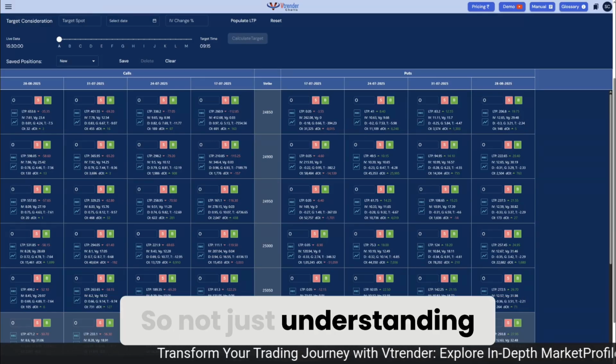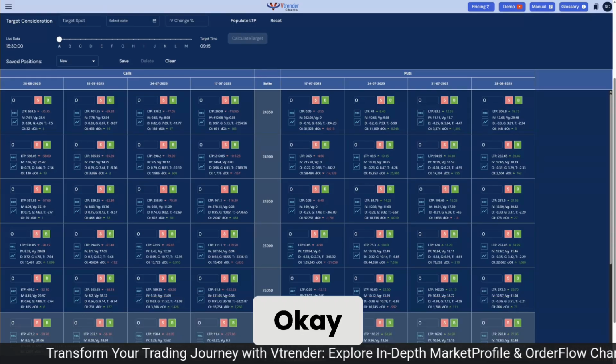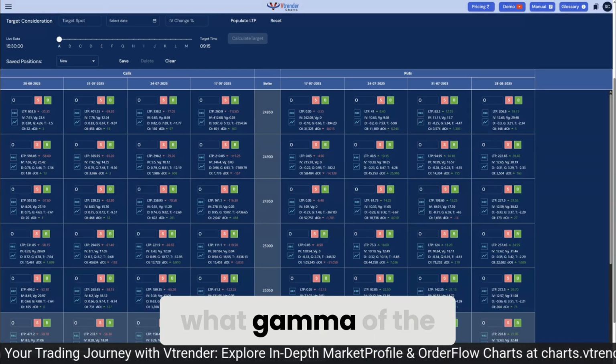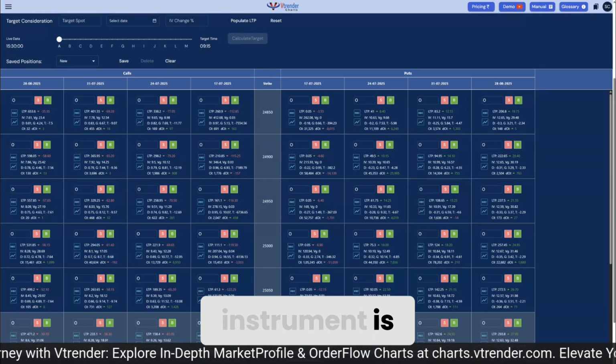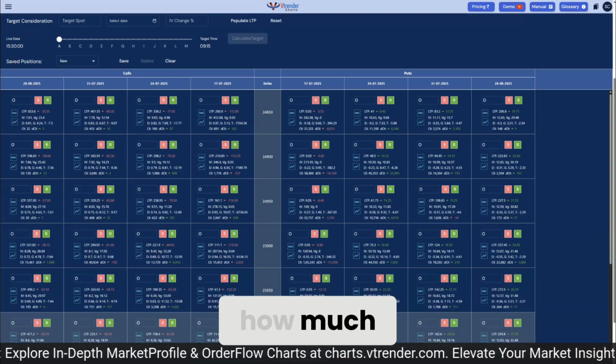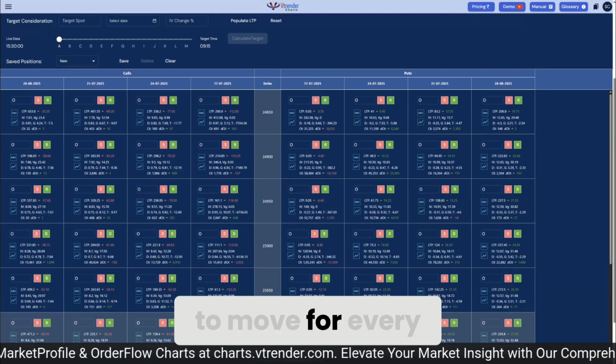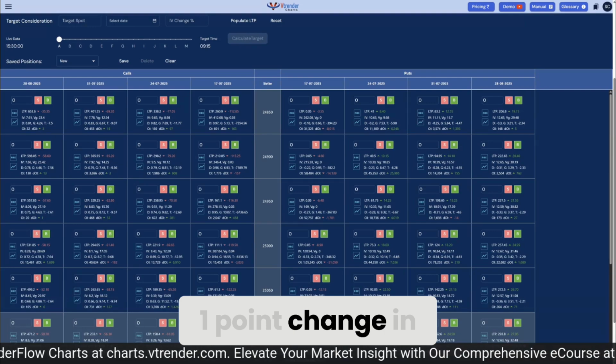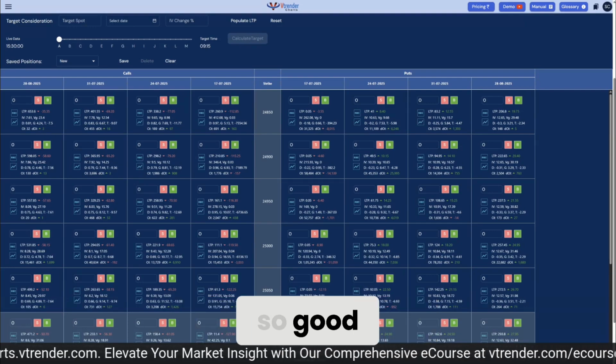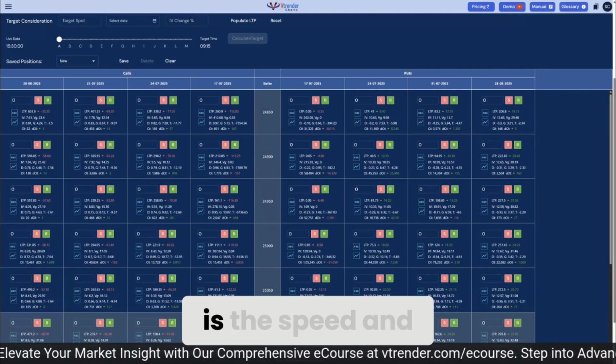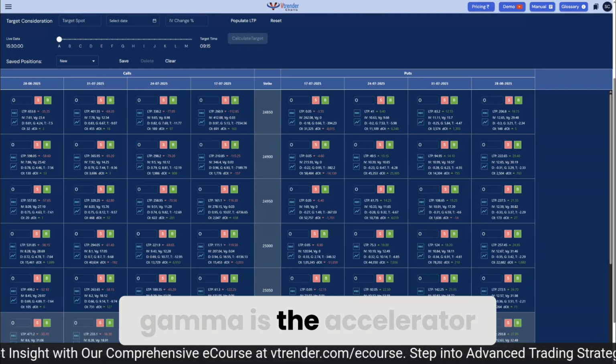So not just an understanding of delta, as derivative traders we have to understand what gamma of the instrument is, and gamma will tell you how much that option is willing to move for every 1 point change in the delta, right? So far so good. So we know delta is the speed and gamma is the accelerator.